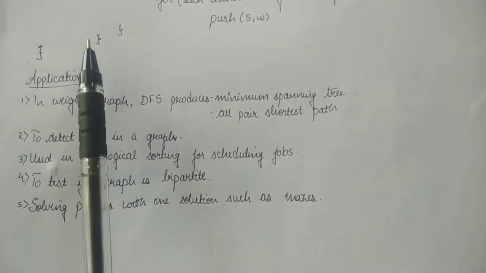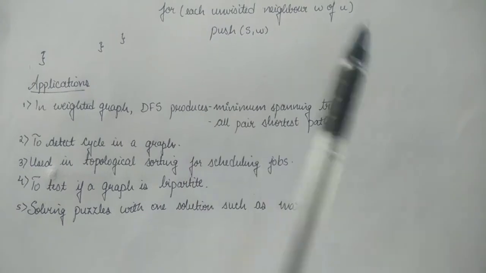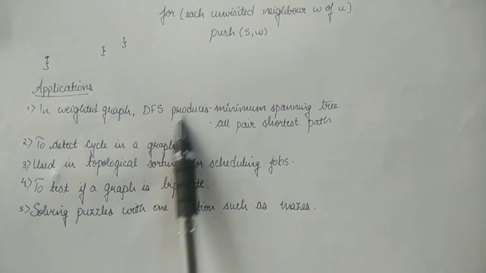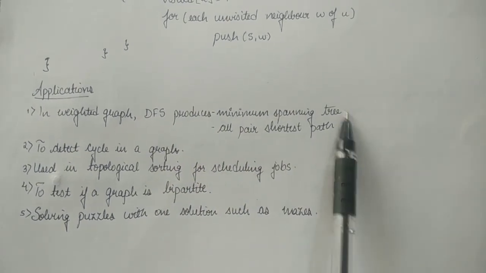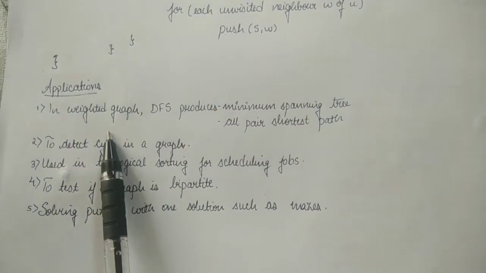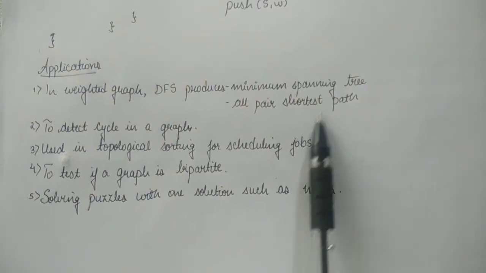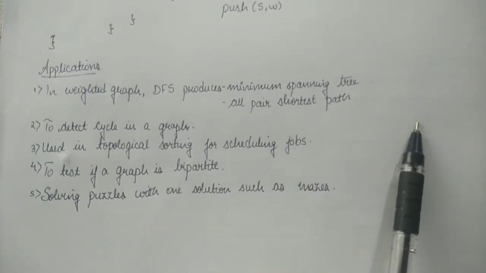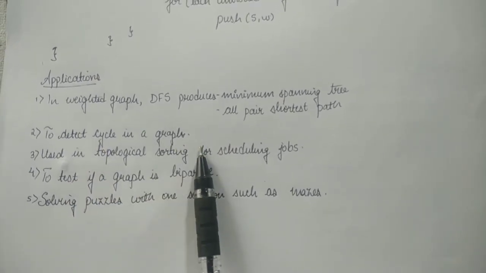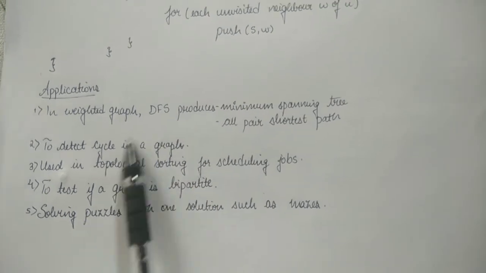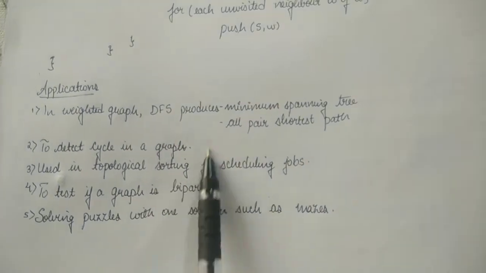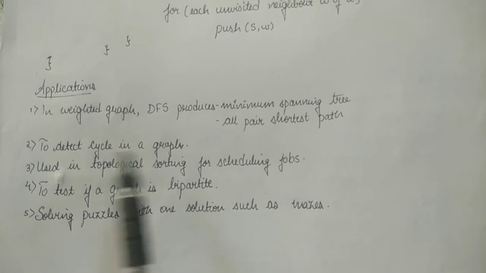Moving on to applications of depth first search or depth first traversal in graphs. In a weighted graph, depth first search produces a minimum spanning tree. It can also produce the all pair shortest path. All pair shortest path would be obtained by traversing on the edges which have lesser weight. To detect cycles in a graph, as we know that we do not revisit the nodes in a cycle, we use the boolean array, isn't it? So we can detect a cycle in a graph with the same logic.